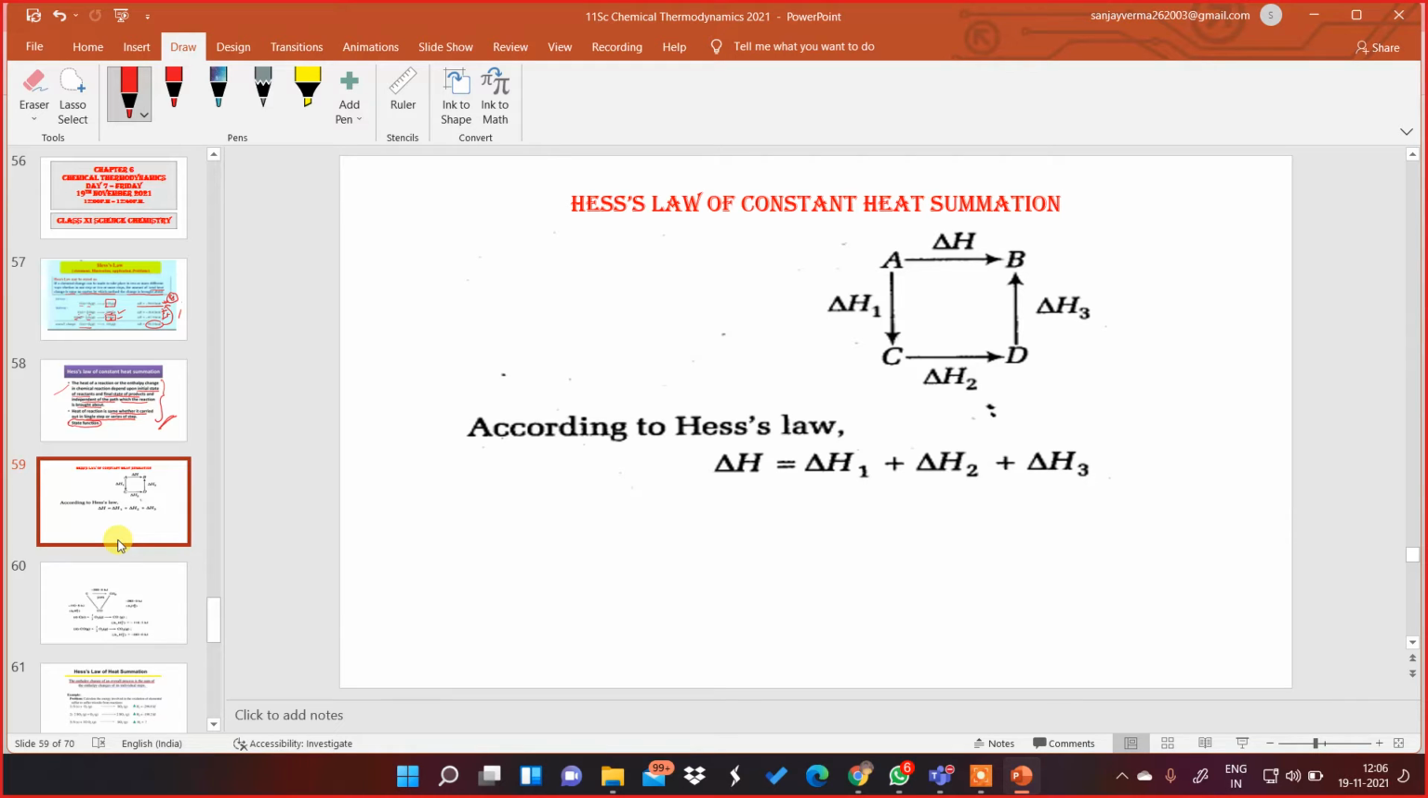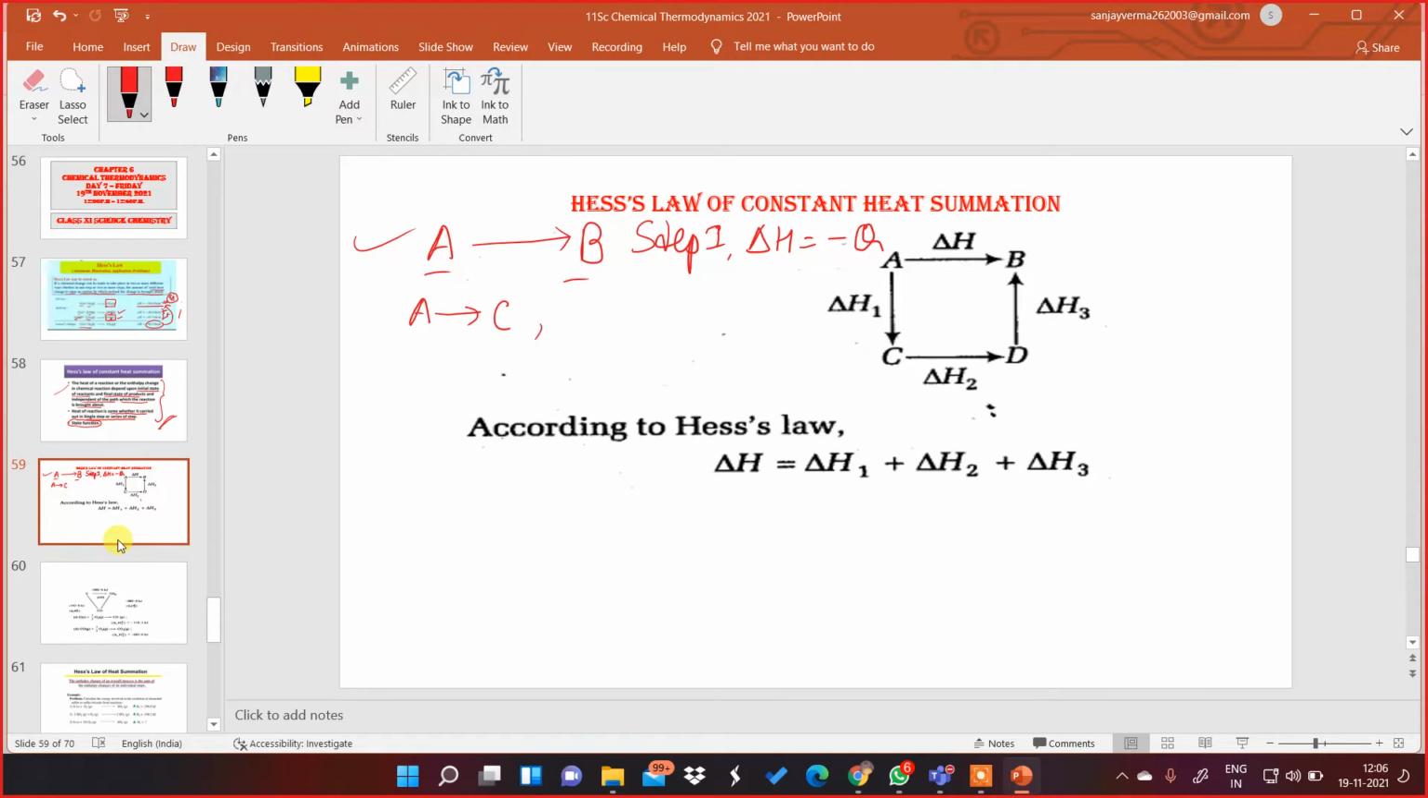Okay, let us take a reaction. A can form B by step 1, and in this step 1, during the conversion of A to B, the enthalpy change is given as delta H, and let us assume the value of delta H to be, say, minus Q calories, kilocalories, kilojoules, whatever. Now this A can be converted to B in another way also. First, you can convert A to C. This is step 1. You can convert A to C.